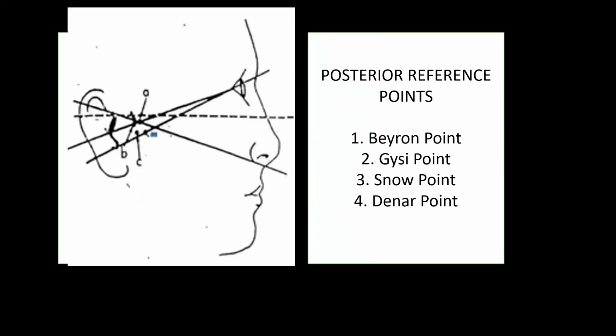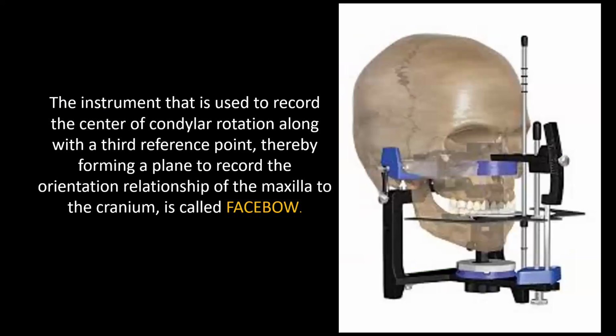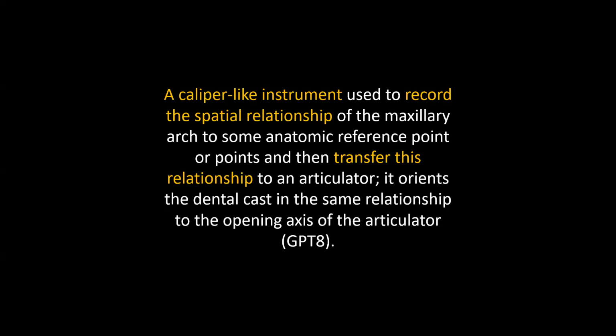The common posterior reference points that are used are Beyron's point, Gysi's point, Snow's point, and Denar's point. The instrument that is used to record the center of the condylar rotation along with a third reference point, which thereby forms a plane to record the orientation relation of the maxilla to the cranium, is known as the face bow. Again, the face bow is crucial in recording the orientation jaw relation.